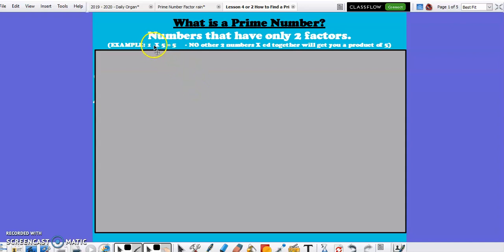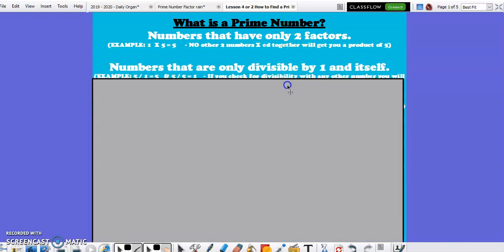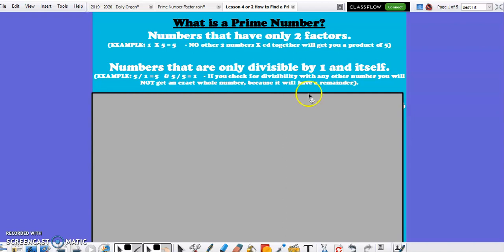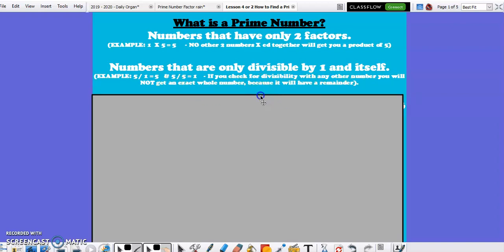An example would be 5, because the only two numbers that can be factors of 5 are 1 and the number 5. No other two numbers, when multiplied together, will get you the exact whole number of the product 5. Numbers that are only divisible by 1 and itself, meaning when you divide 5 by 1, you're only going to get 5, but that's it. The only other number you can divide 5 by to get an exact whole number is 5. So if you check for divisibility with any other number, you're always going to get a remainder, or not an exact whole number.